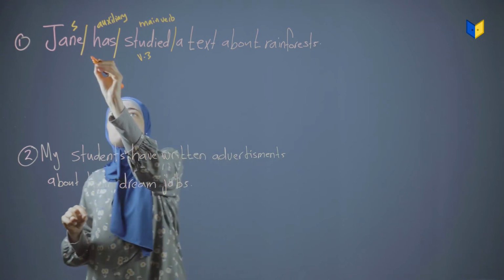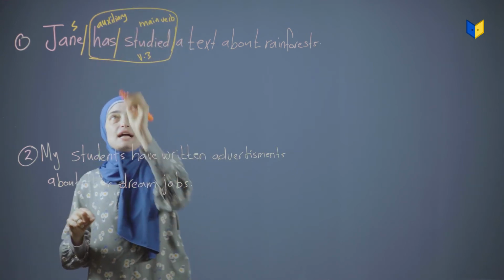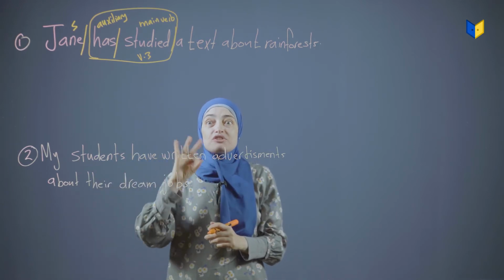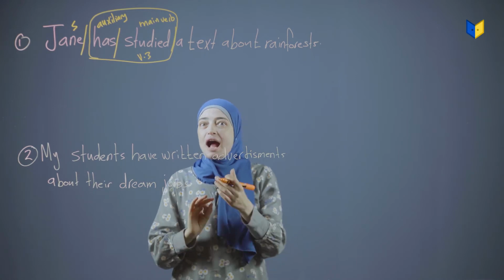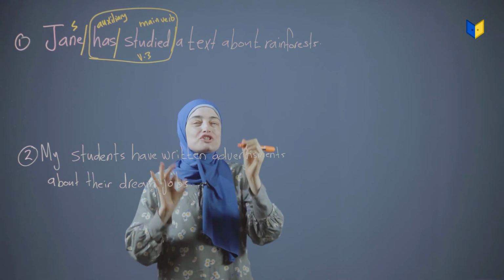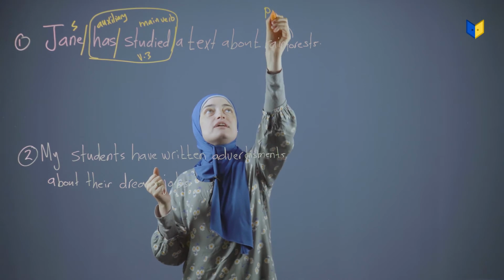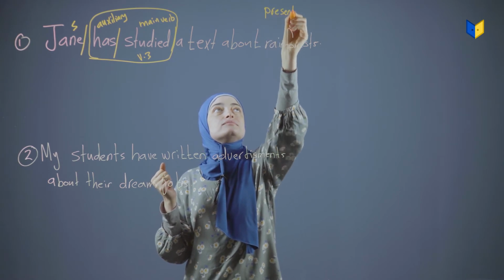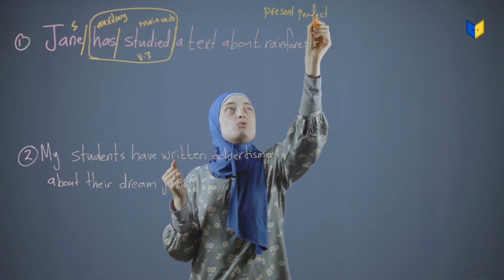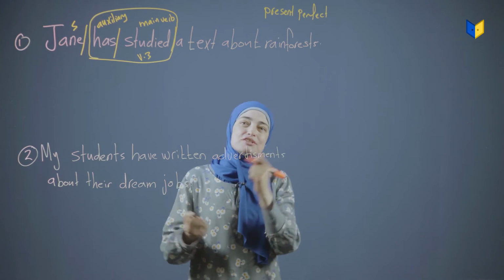Okay, students, what is this? What do we call this tense? Has plus have or have plus verb 3. Could you just remind me? We have talked about this one before. Excellent. Today we are talking or refreshing your memories with what? With present perfect. What's the meaning of present perfect? المضارع التام. Let's continue.